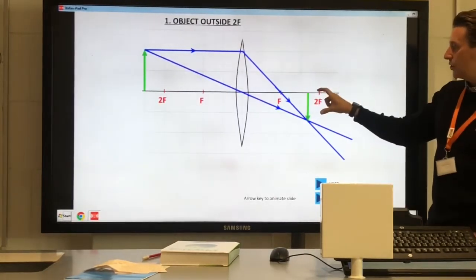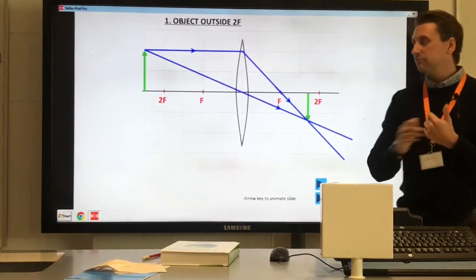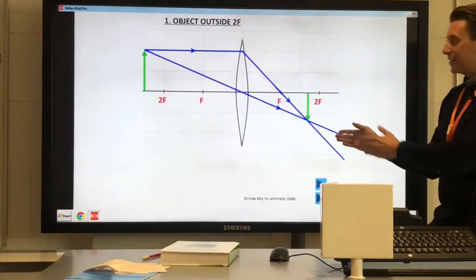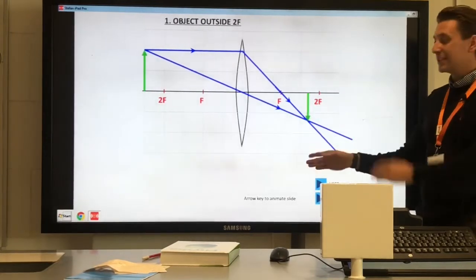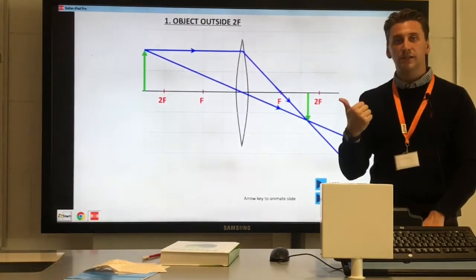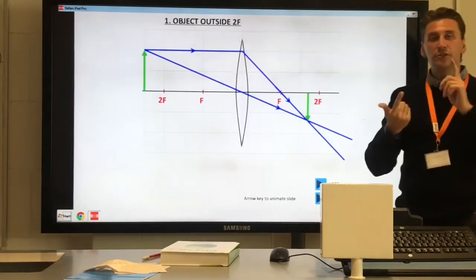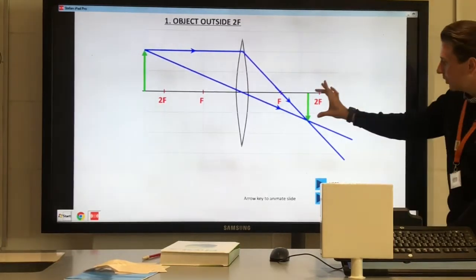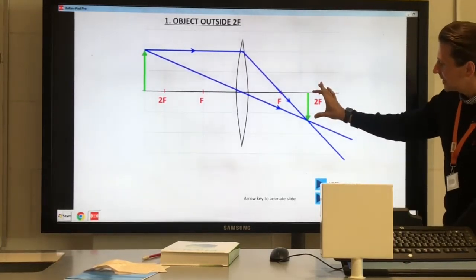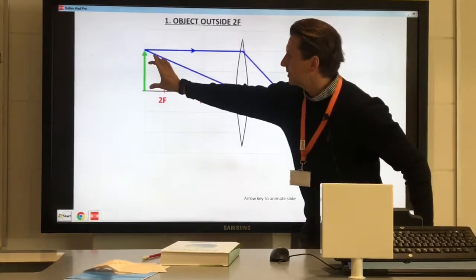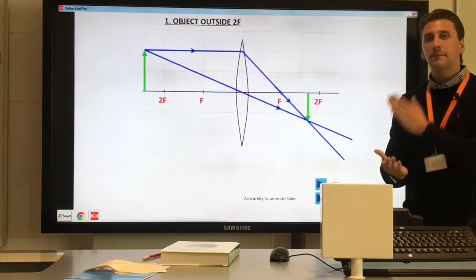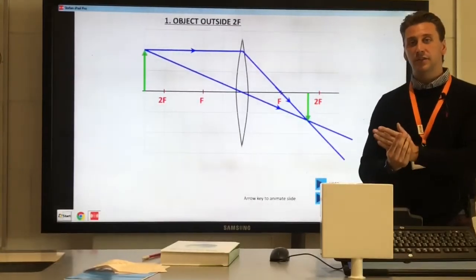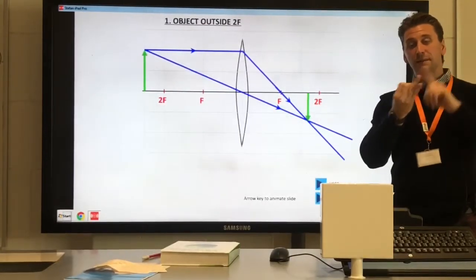Is this image real or virtual? It's after the lens. So the object is this side, the image is formed on the other side of the lens. This is a real image. Is it bigger, smaller, or the same size? Well, have a look at the arrow. That is the size of the image. Compared to the size of the object is smaller. So my image is smaller, meaning that my image is diminished. So it's real, it's diminished.